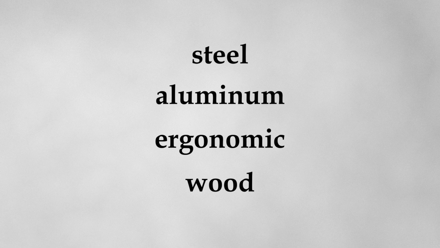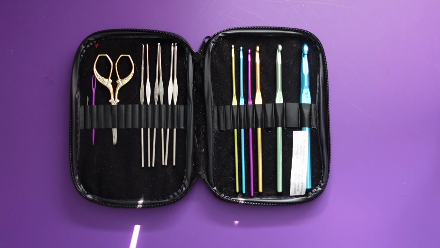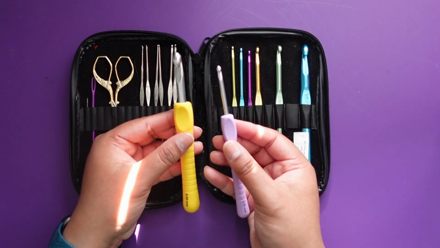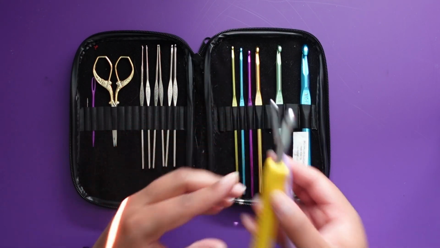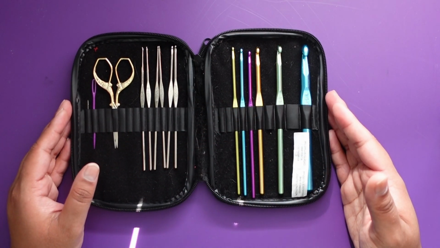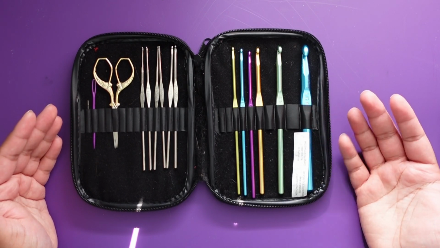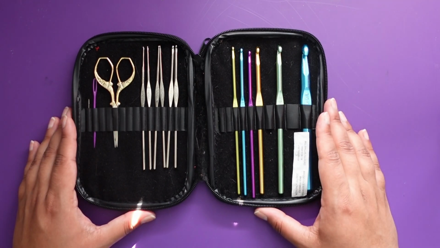So those are some of the most common hook materials that you're going to see. As you can tell, I have quite a few aluminum hooks and steel hooks. That's because aluminum is my preferred material. Even with my ergonomic hooks, I still got aluminum because that is the style that I prefer. As you continue to grow and crochet, you will try different hooks, and you will find what materials you like and the materials that feel comfortable for you. So feel free to try out different hooks.